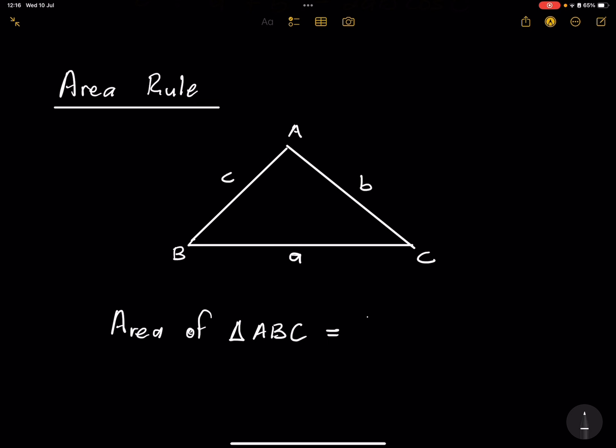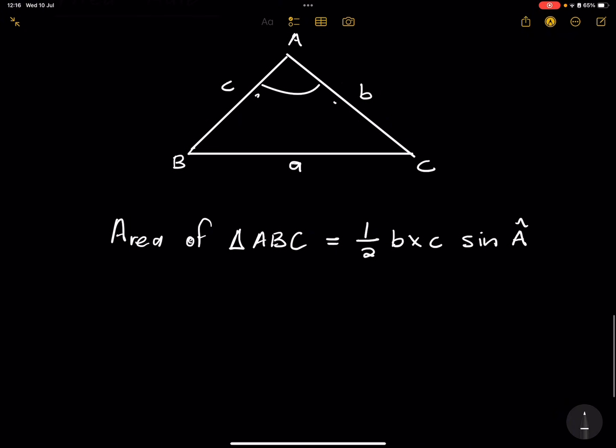So the area would be a half of two sides and the sine of the angle in between those sides. So again, two sides and an included angle. If I say half of, let's start with B times C, which one is the included angle? That would be angle A. So this would be the sine of angle A.